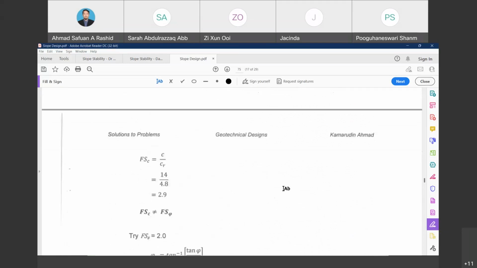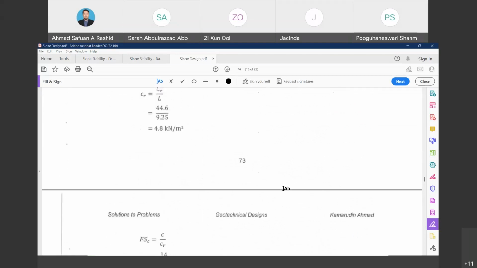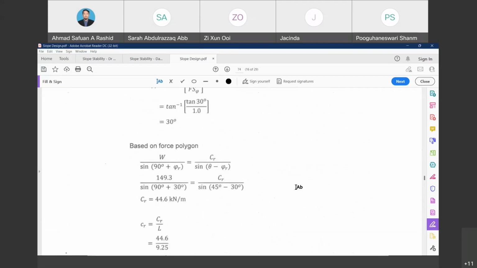I will share this example in the e-learning right after the class. So we take a break for 10 minutes and then we may continue for another example on the total stress methods.